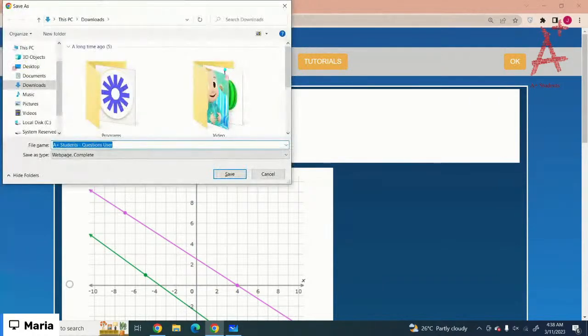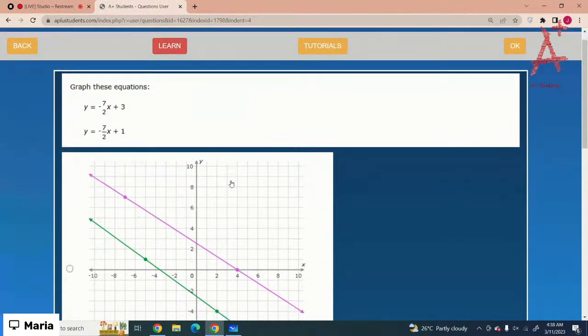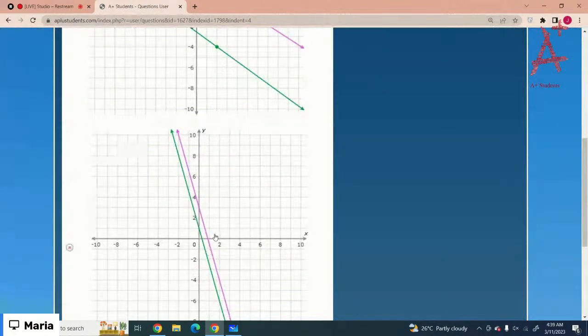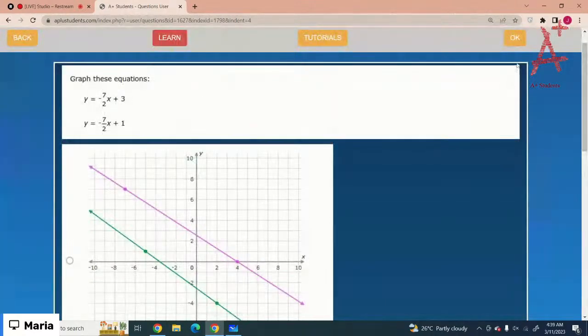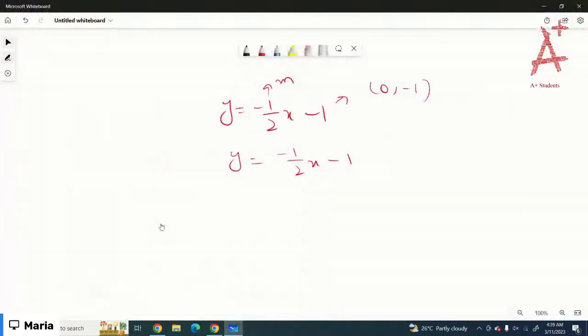Okay, the next one is y equals negative 7 over 2x plus 3 and y equals negative 7 over 2x plus 1. So the y-intercept for this equation is 3, and here it is 1. So this isn't the solution. They both have the y-intercepts 3 and 1. So the second one is the solution of the equation. Got it? Okay, you can complete the test by yourself later today.